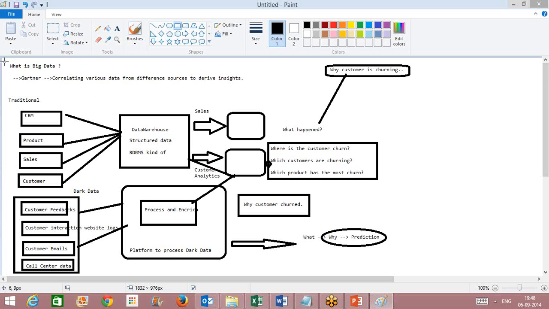So this is just one example which I took to explain what correlating various data from different sources to derive insights means. And in this case, we have correlated the dark data with the enterprise data to derive insights on why a customer churned, and we will be able to now, using historical analysis, find out how the prediction is going to work out. Okay.